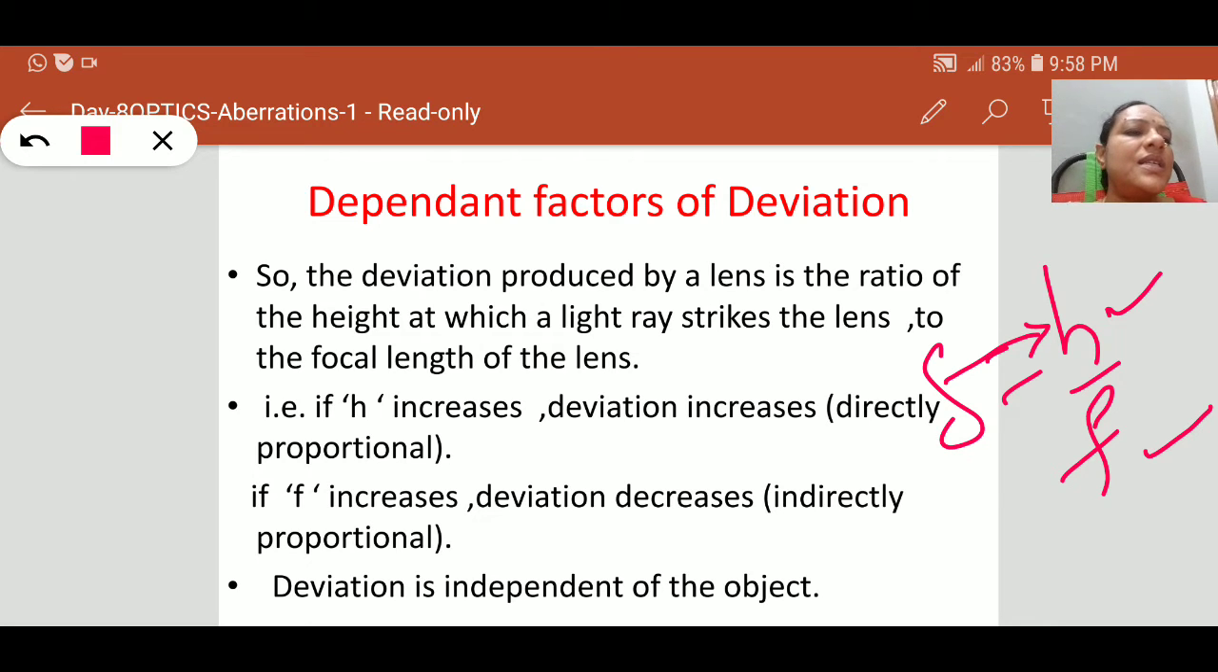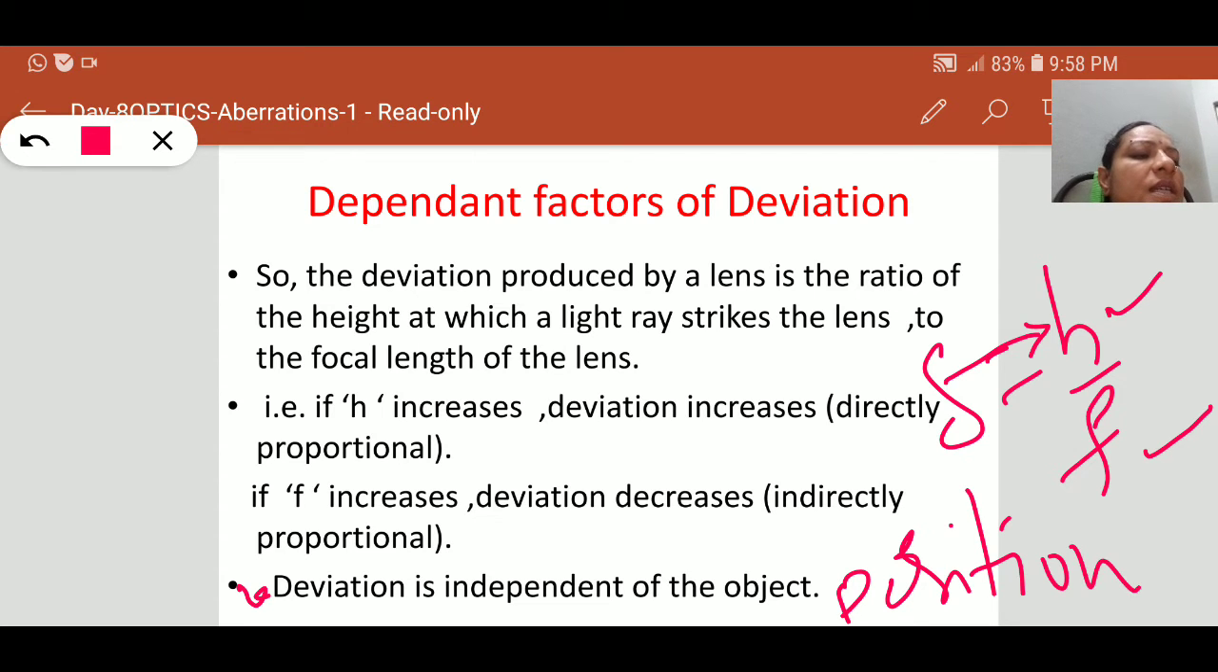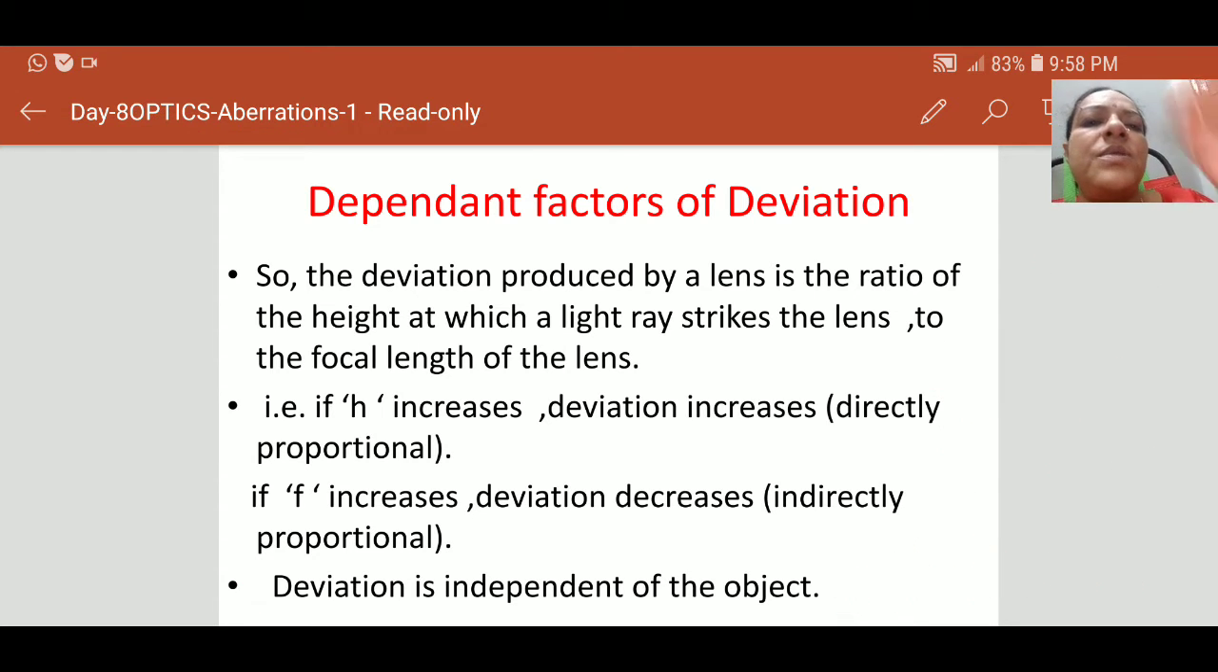So the deviation depends on these two factors, and another thing is that deviation does not depend upon the object position. Here deviation is independent of the object position. So this is about deviation.